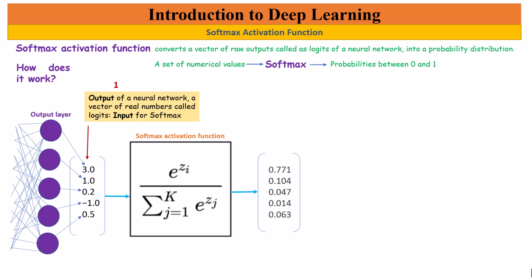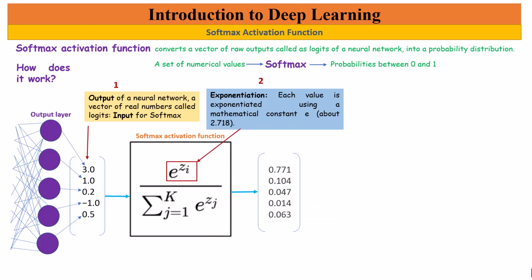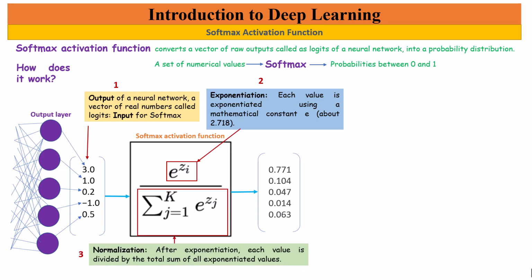Then, each value in the vector is exponentiated using a mathematical constant e, about 2.718. This step makes all the numbers positive. Lastly, after exponentiation, each value is divided by the total sum of all exponentiated values. In this way, we have a vector of probabilities corresponding to logits as output of the Softmax function.